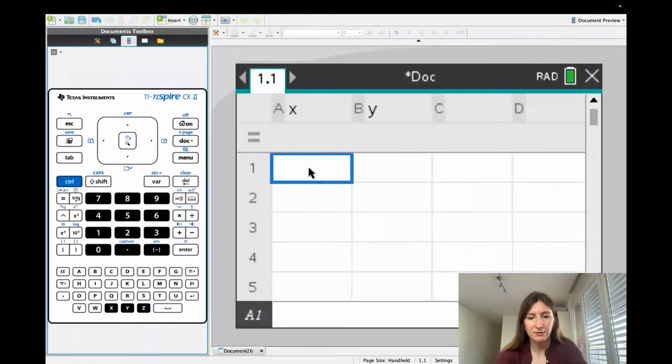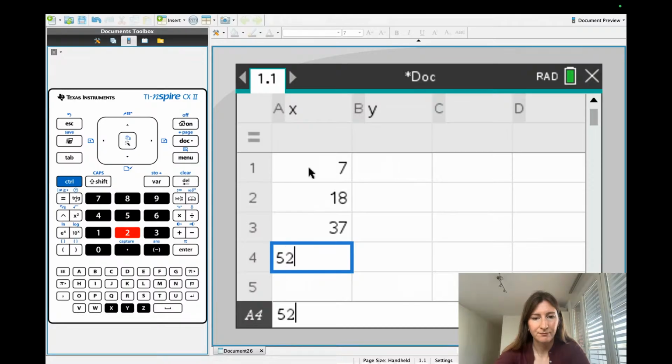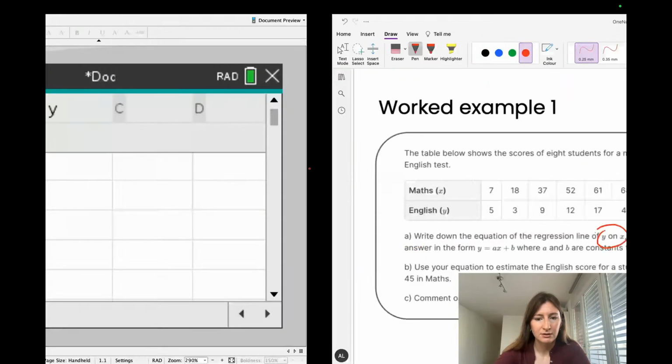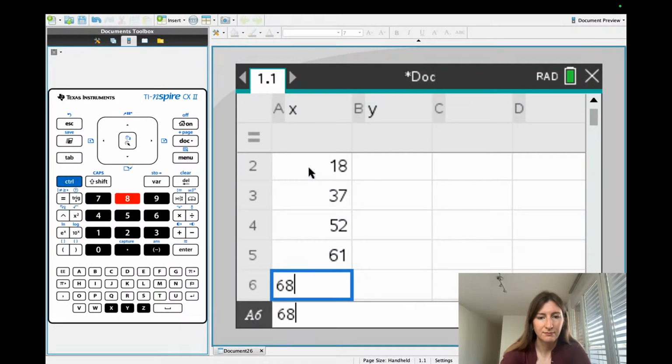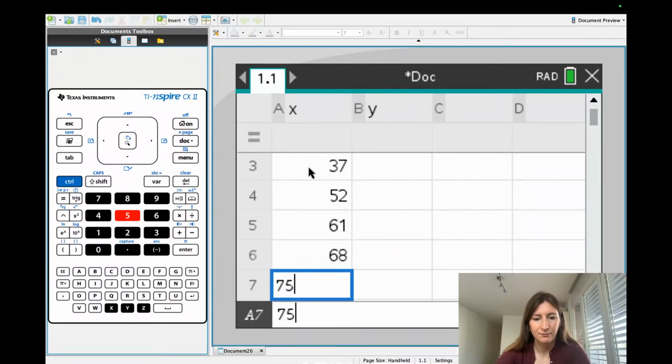So let's go 7, 18, 37, 52, 61, 68, 75, 82.